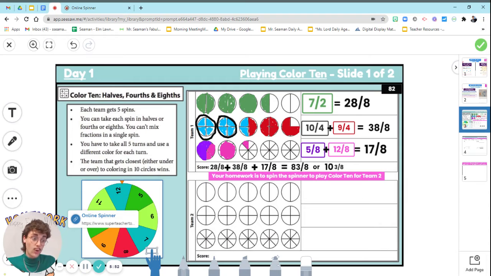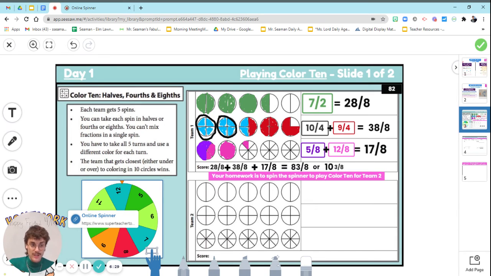If you put 6 over 2, that means that it's going to be more than 1 whole. If you put 6 over 8, that's going to be less than a whole. Your objective is to get to 10 full circles by the end of the game. So with 5 turns, you want to have 10 circles filled in, just like I have right here. Notice I spun a 7, so I put 7 halves there, and I colored in 7 of the little half marks here.